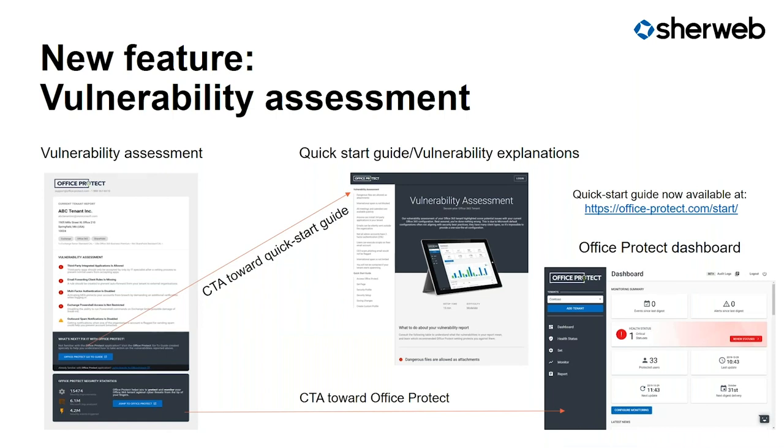And for the people that are partners of Sherweb, this will happen by default if you buy one of our Office 365 base plans, because it comes with Office Protect for 30 days. So one of the values is you will get this vulnerability assessment. And what it does is very simple, like the rest of Office Protect. We like simple. It will look at the configuration of the tenant.